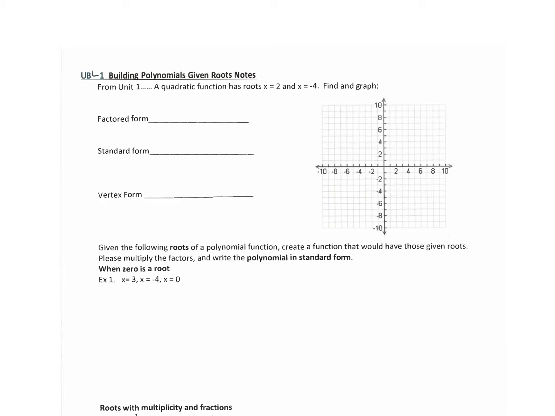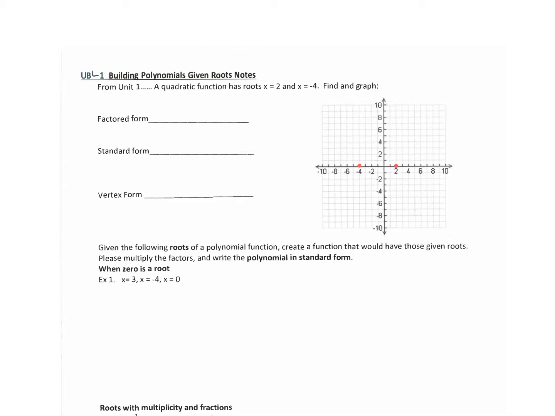Math 2 Enhanced. This is Unit B, Lesson 1's notes on building polynomials given the roots. So from Unit 1, we know that a quadratic function could have the roots x equals 2 and negative 4. So let's put a dot at 2 and negative 4. And we were supposed to find the factored form, standard form, and vertex form and graph it.